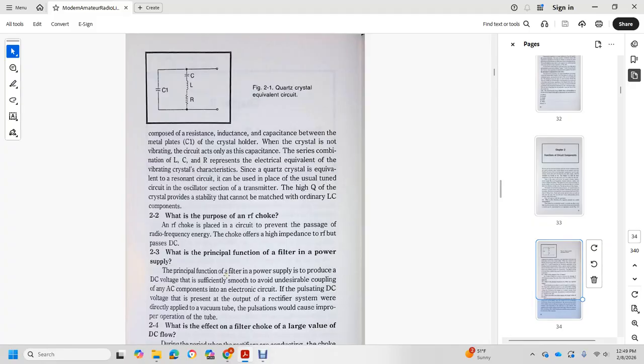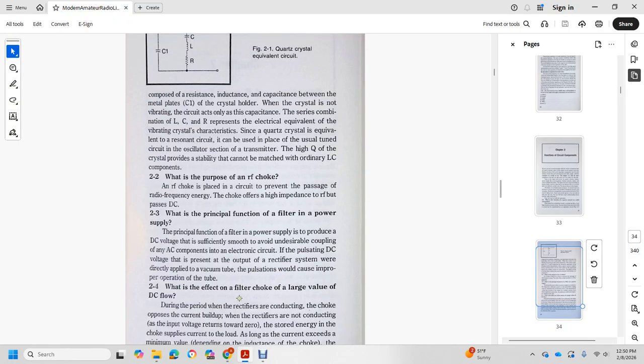The principal function of a power supply filter is to smooth the DC voltage sufficiently to avoid undesirable coupling of the AC components into the electrical circuit. The pulsating DC voltage present at the output of the rectifier system, if directly applied to the vacuum tube, would cause improper operation of the tube.